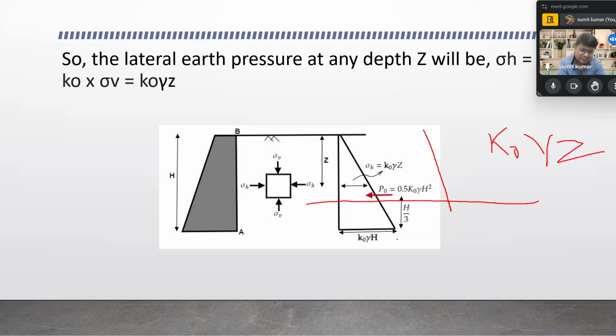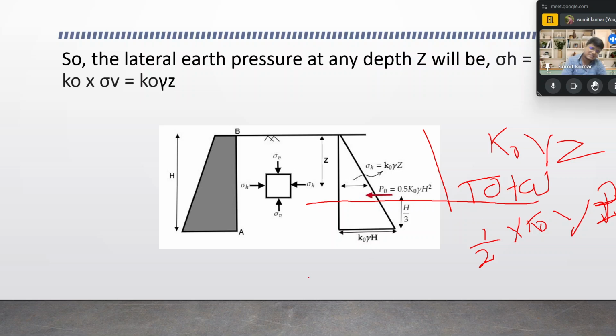Okay, but if we are interested in calculating the total value, we are interested in calculating the entire area as 1 by 2 into K naught into gamma into z, gamma into z square, as it is mentioned also over here, and its location from the ground is as per the triangular law over here.